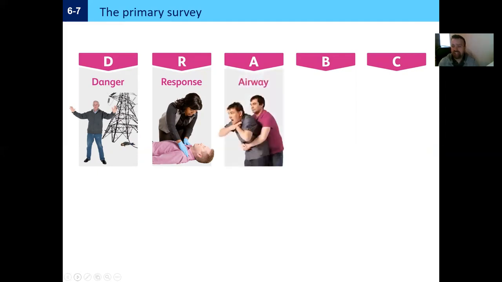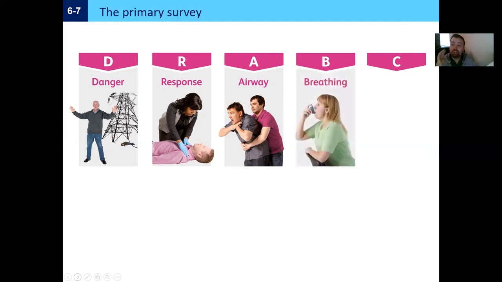We're going to check the airway. So is the airway clear? To check an airway, we tilt the head back, we extend the jaw, we look in the mouth. The only thing that should be in the mouth is teeth, tongue, and gums. Anything else, tilt the head to one side, use your little finger, and scoop it out.